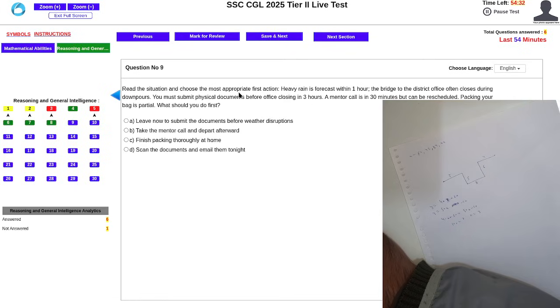Read the situation and choose the most suitable first action. Heavy rain is forecast within 1 hour. The bridge to the district office often closes during downpours. You must submit physical reports before office closing in 3 hours. A mentor call is in 30 minutes but can be rescheduled. Packing your bag is partial. What should you do first?